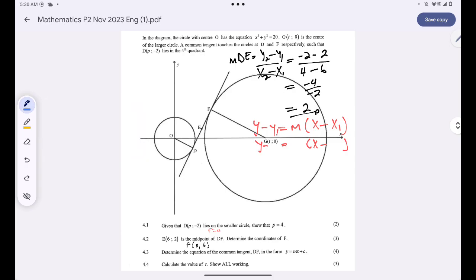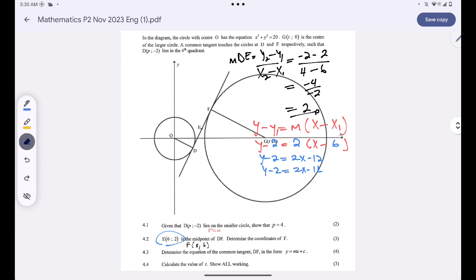Where y1, I can take any point. Let me take point E. y1 is simply 2, the gradient is also 2, and my x1 is 6. I have y minus 2 is equal to 2x minus 12.